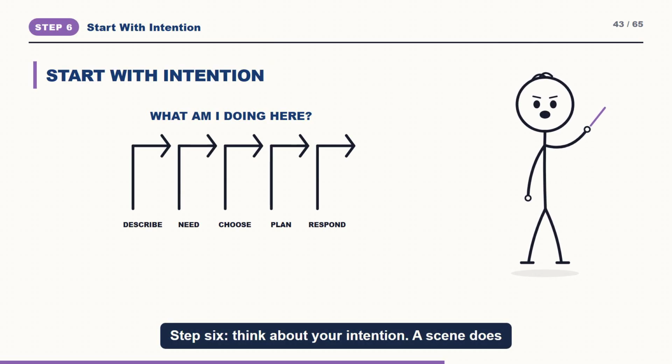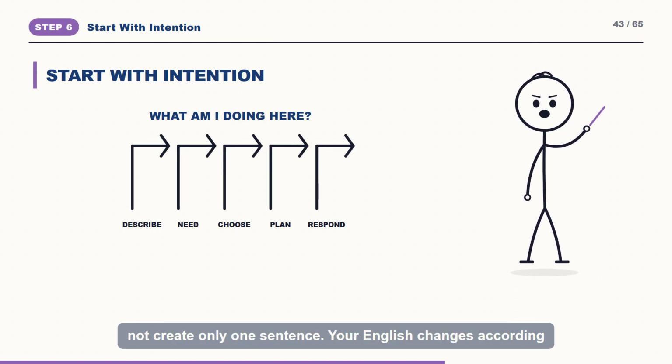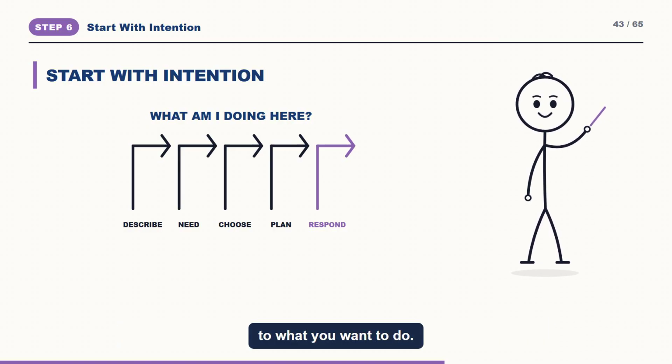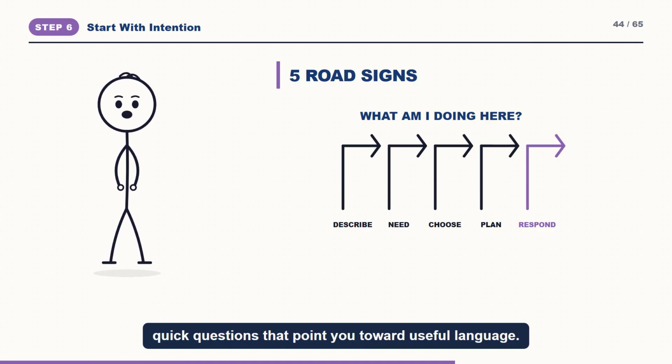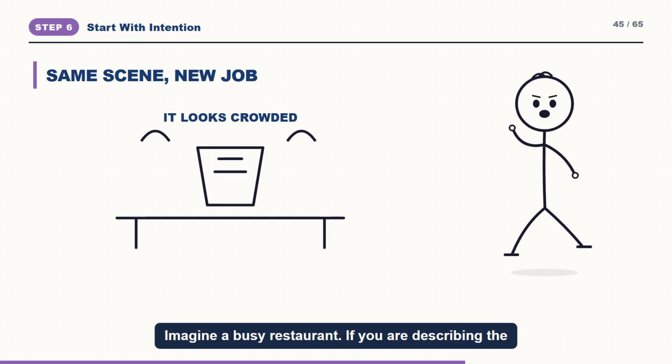Step 6. Think about your intention. A scene does not create only one sentence. Your English changes according to what you want to do. Use 5 simple road signs: describe, need, choose, plan, and respond. They are not grammar rules. They are quick questions that point you toward useful language.